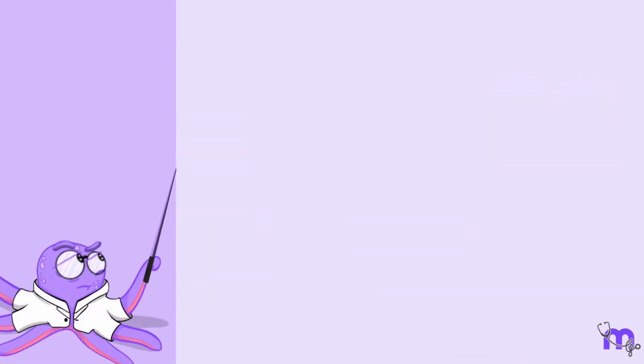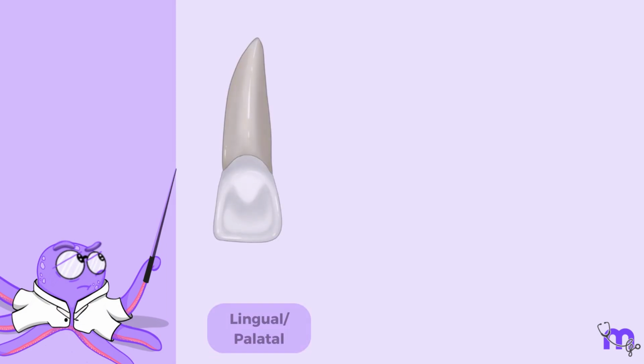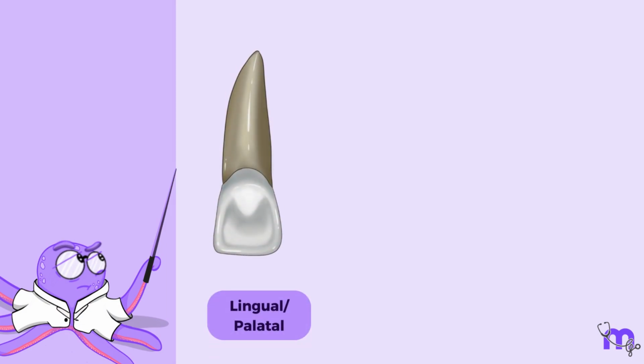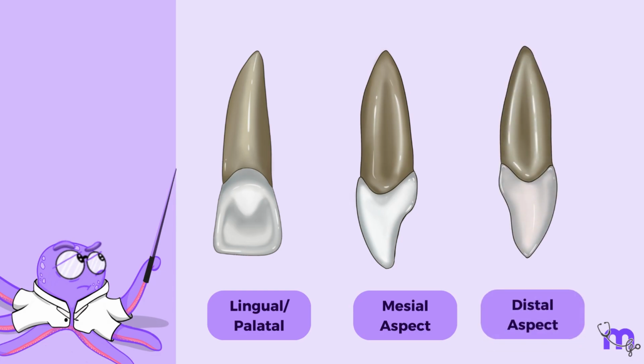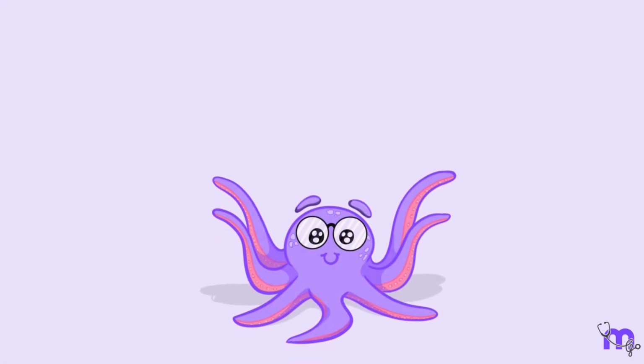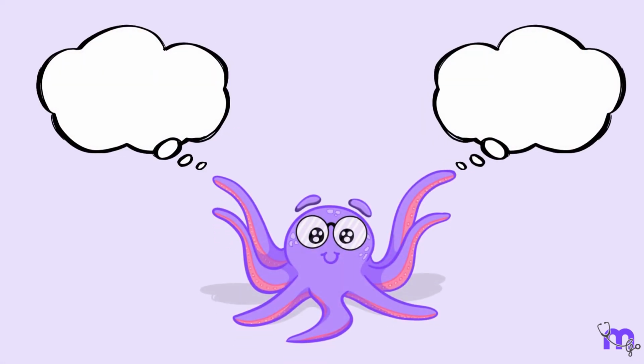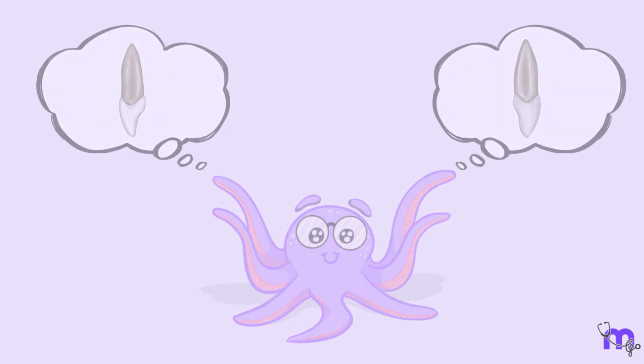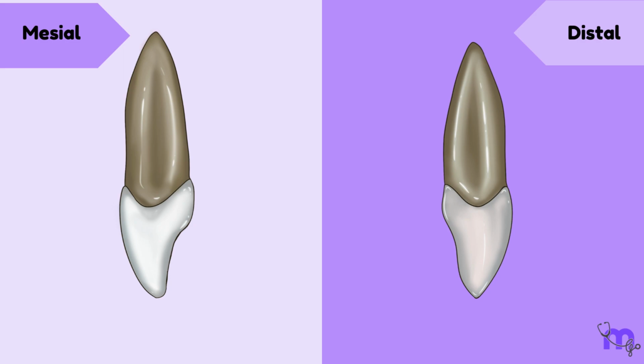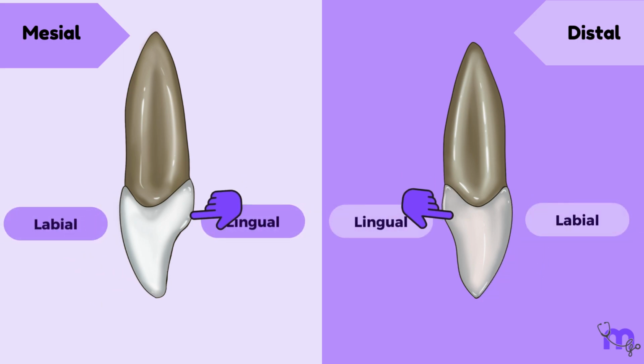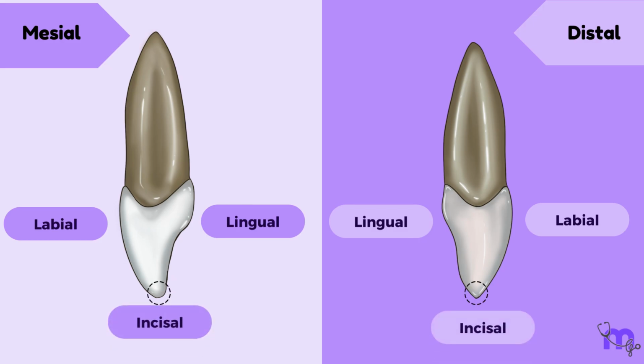The same is the case when we view the tooth from the lingual or palatal or mesial and distal aspects. Then what would be outlines seen from a mesial or distal aspect of a tooth? In order to answer this, let us turn the tooth to view from either mesial or distal aspect. The outlines seen are labial, lingual, and incisal outlines.